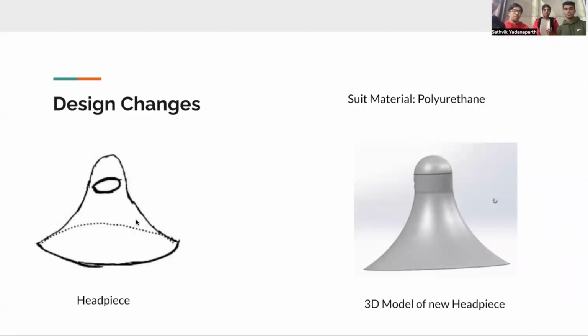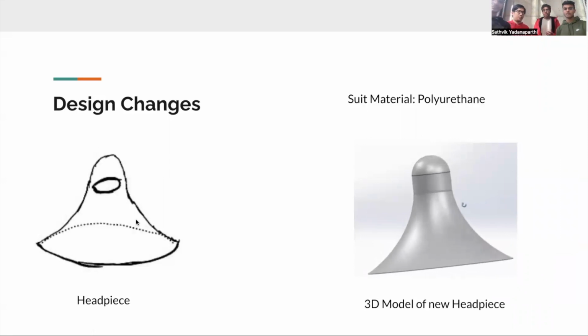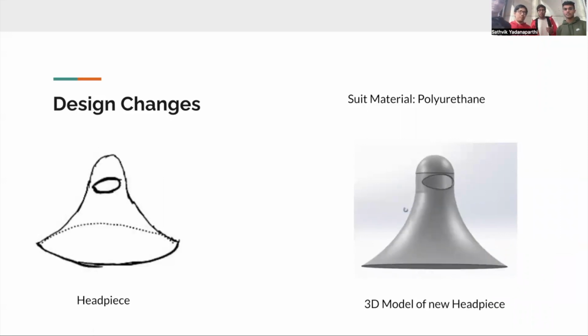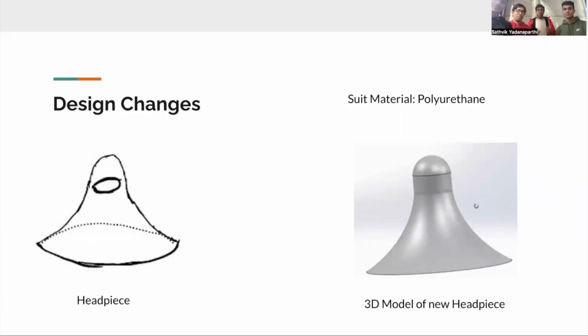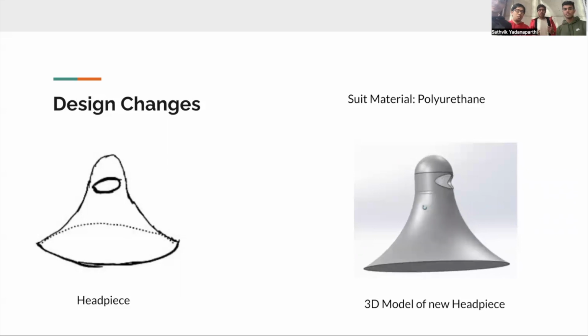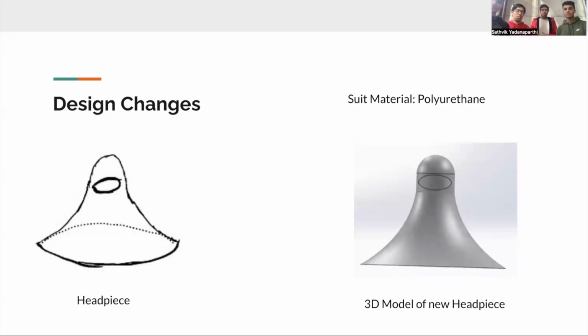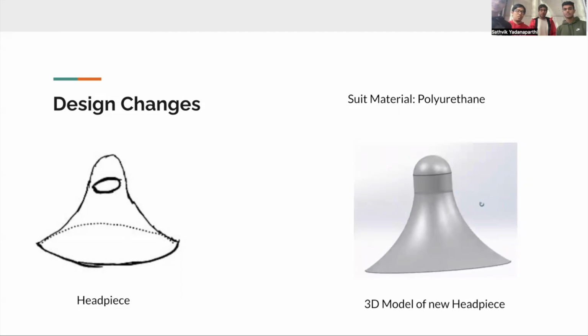Some of the design changes we made were changing the headpiece so that we would adopt a ski mask design, where it's tight on the top as hair is the main contaminant, and then it flares out and gets looser as you go down. On the right side is a 3D model of what we imagined.